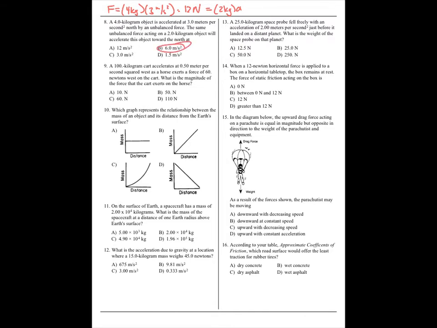So 12 divided by 2 gets you 6. Number 9 here, there's going to be a question on the test just like this, and it talks about Newton's third law. So action-reaction. And the way they word these, especially on the regents, you're going to focus on 2 objects, object A and object B. So in this question, we have a horse and a cart.